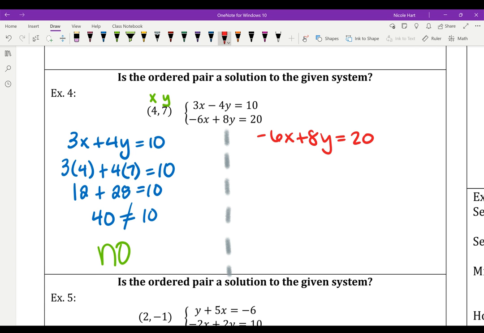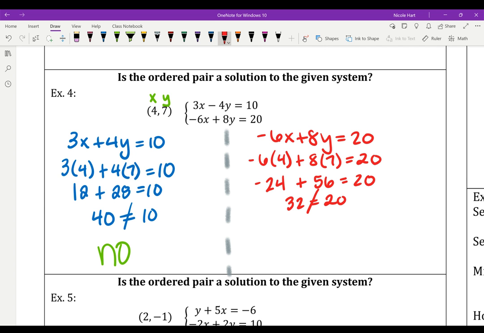But we can check the other one too, just to see. Negative 6 times 4 plus 8 times 7 equals 2. Negative 6 times 4 is negative 24. Plus 8 times 7, 56. You add those together, it's definitely not 2. It's going to be like 32. So, no, not a solution for those. Let's look at our next example.